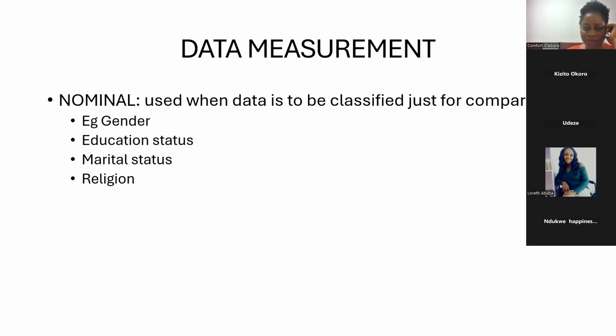For nominal, you're simply classifying for the sake of comparison, like comparing gender, male or female. You're comparing people's educational status. So you can say that people who have HND or people who have PhD do better, based on the question you sent out. You understand? So you can analyze the gender: more females tend to accept this than males. It's still an analysis. Do you understand?